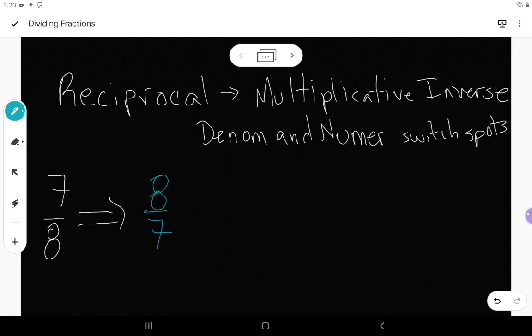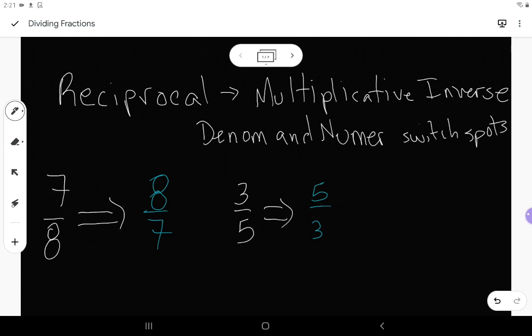Okay? So the reciprocal is actually really easy to do. You can do it with any fraction, right? The reciprocal of 3 over 5, I would simply make the numerator and denominator switch spots. So we make them flip, and the 5 moves up top and the 3 moves down below.